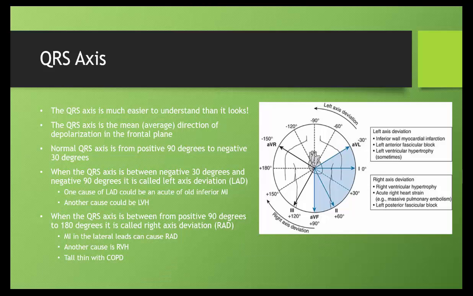I know what you're thinking right now: how do we find the mean, or average, direction of depolarization in the frontal plane, or how do we find the QRS axis? There's definitely one way to do it that's not too hard by looking at this diagram, but luckily for us, there is also a much easier way to do it.